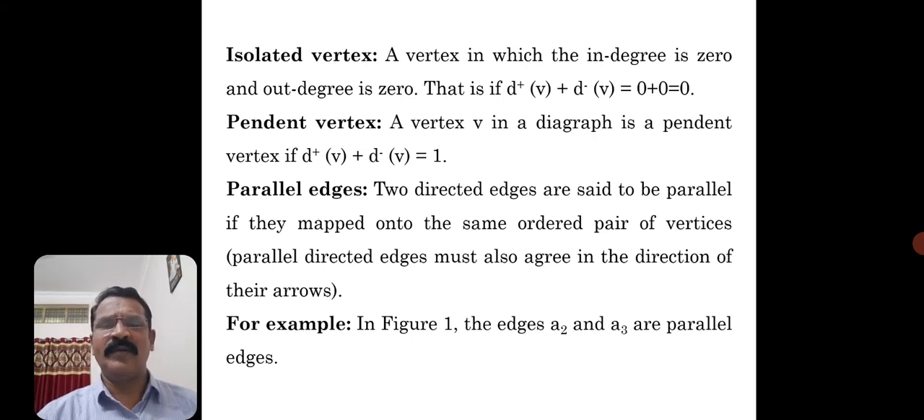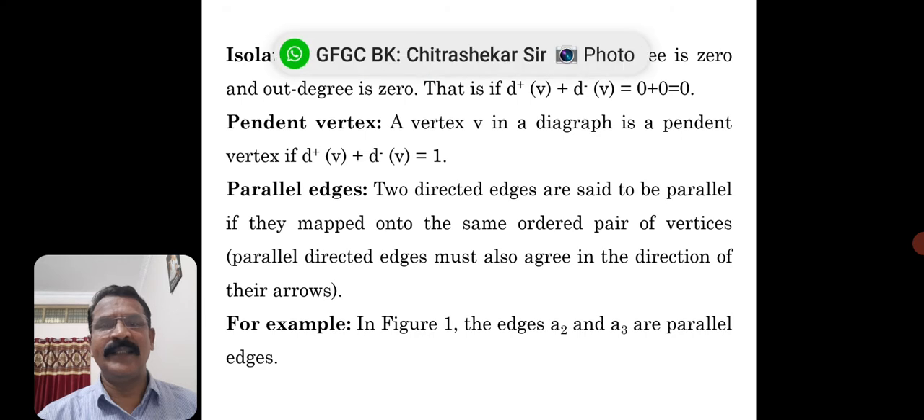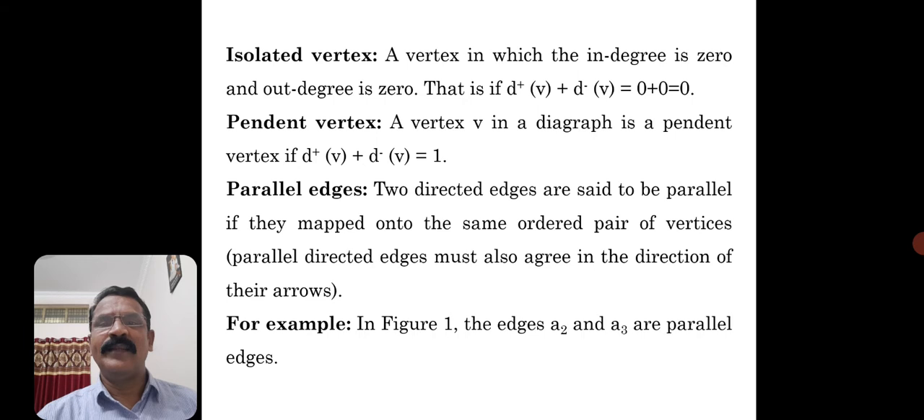Same as in ordinary graphs, the undirected graphs: if the degree of a vertex is 0, then that vertex is called an isolated vertex. If the degree of a vertex is 1, then that vertex is called a pendant vertex. That is in the case of undirected graphs. But here we won't say simply the degree; we say the in degree and out degree. So there is a slight difference between undirected graphs and directed graphs.